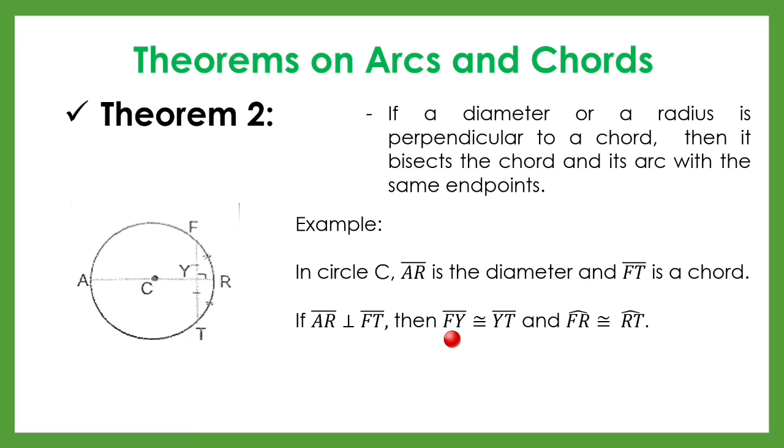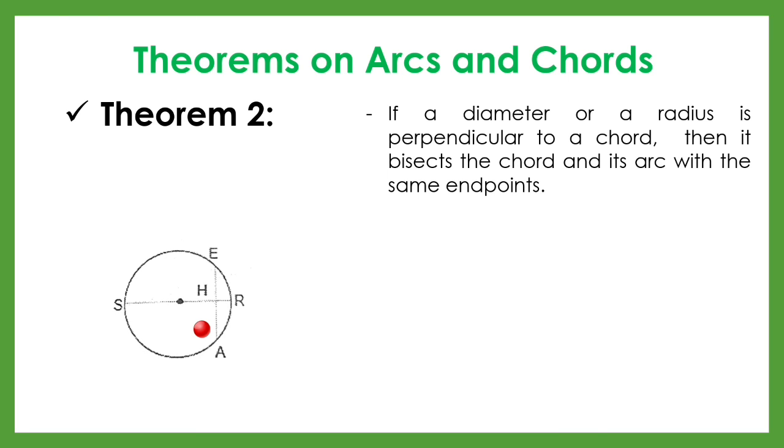So, perpendicular sa line segment FT. Then, line segment FY is congruent to line segment YT. So, na-bisect yung ating chord. Line segment FY ay congruent sa line segment YT. And, arc FR is congruent to arc RT. So, yung arc din ay na-bisect. So, yung arc FR ay congruent sa arc RT.